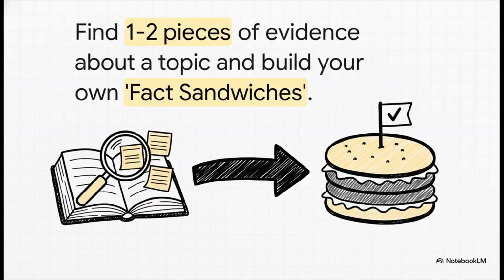So their independent task is pretty straightforward. Using that source tracker, they need to find 1 or 2 key pieces of evidence about their topic and then use that evidence to build their own fact sandwiches, just like you showed them.